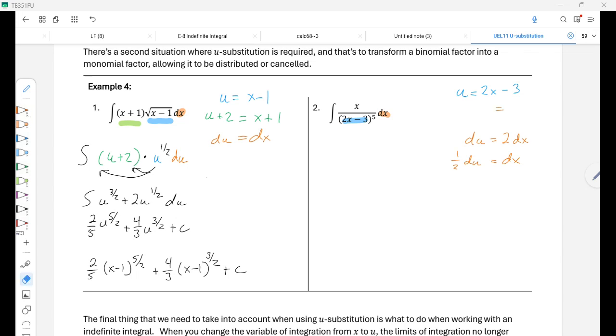I'll do this in green. You're going to add the 3. So we got u plus 3 equals 2x, and then plain old x equals u over 2 plus 3 over 2. I'm going to choose to write it that way.